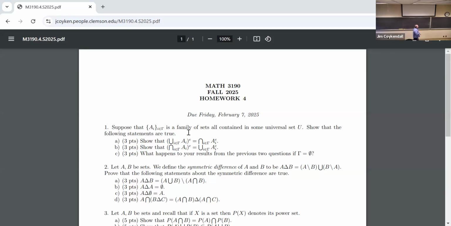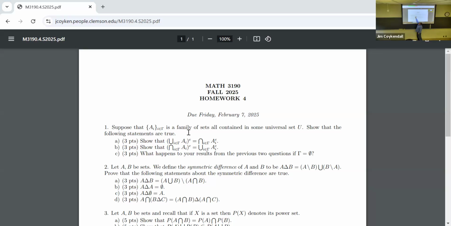Okay, so here's kind of a first look at your next homework set. In the first problem, I have a family of sets, and it could be a very large family or very small, contained in some universal set U. Show that the following statements are true.